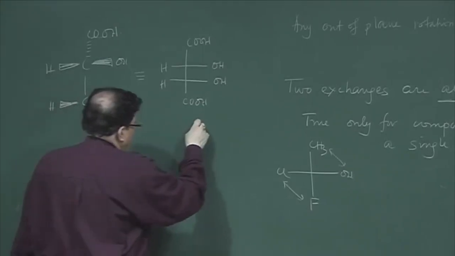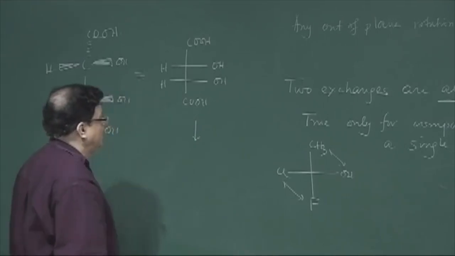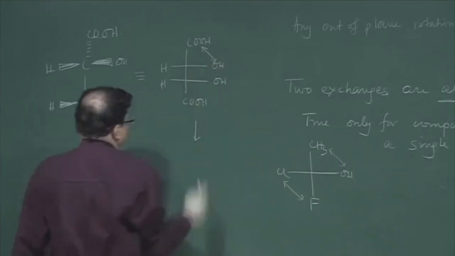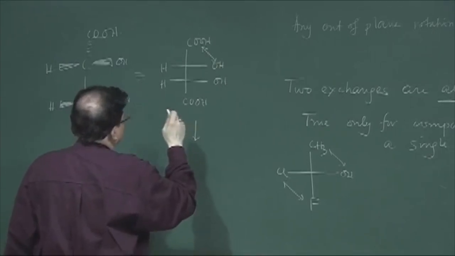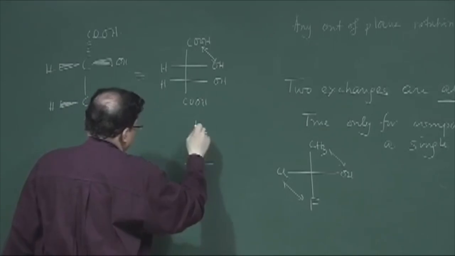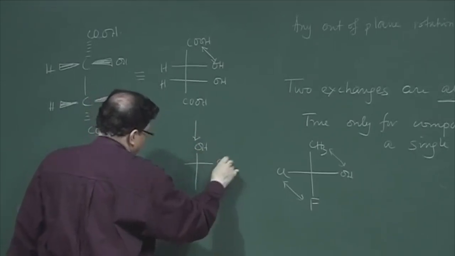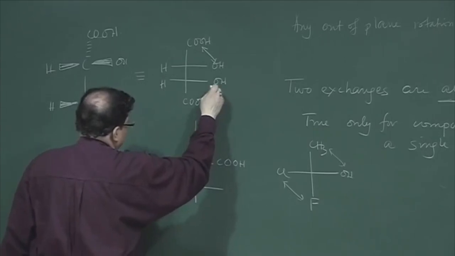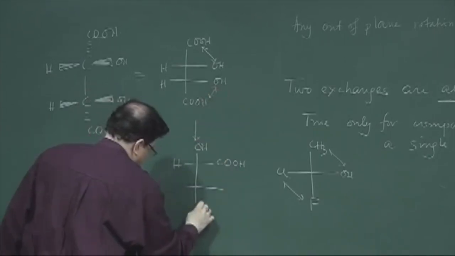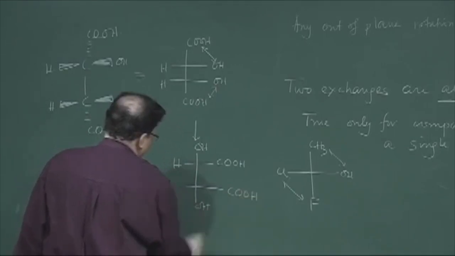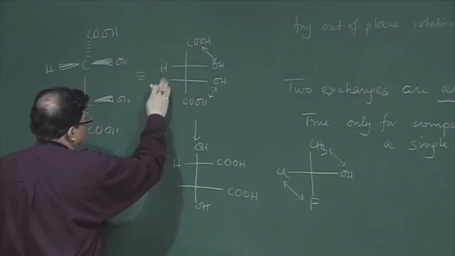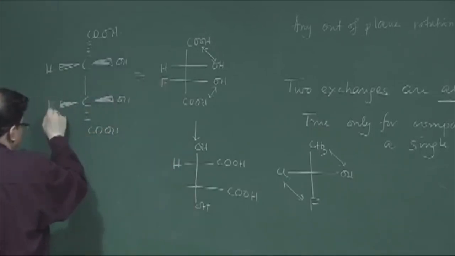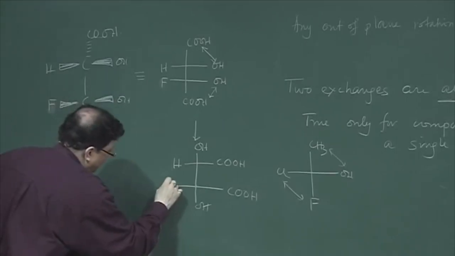Okay. Now, as I said, if you do two exchanges here in this molecule, suppose I change the OH with CO2H, so OH comes here, CO2H goes there, H comes here, and I do another exchange where OH comes here, CO2H goes there. This is not the right example. Maybe I can change this a little bit into another system, say fluorine. Okay. So, replace this hydrogen with a fluorine. So, the fluorine now stays there.